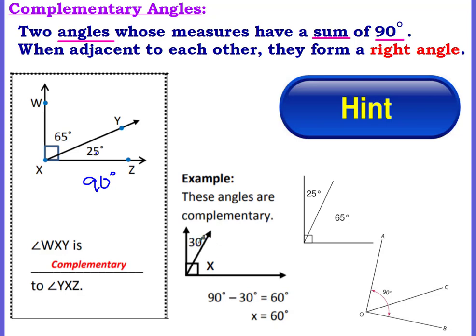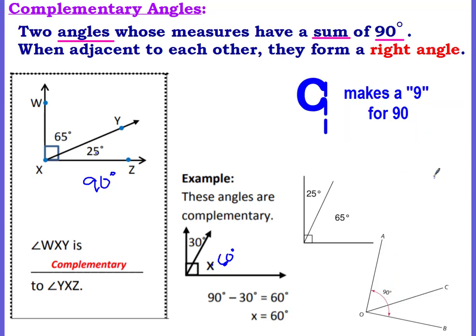We have 30 degrees, we have this X. We could find X by just subtracting 30 from 90, and we would get 60 degrees. Because they're adjacent, they make a right angle, they have to add up to 90. Here's two more. Hint: complementary starts with a C, so here's your C, and you could draw a line to make a 9 for 90. That's a hint if you need to remember the degree of complementary angles.